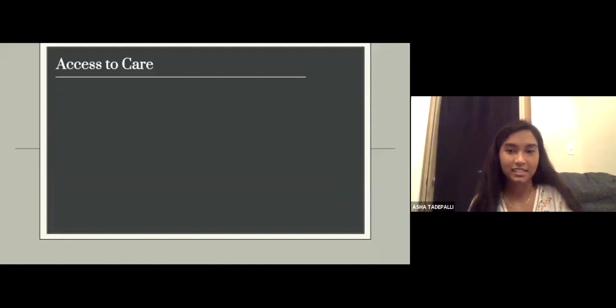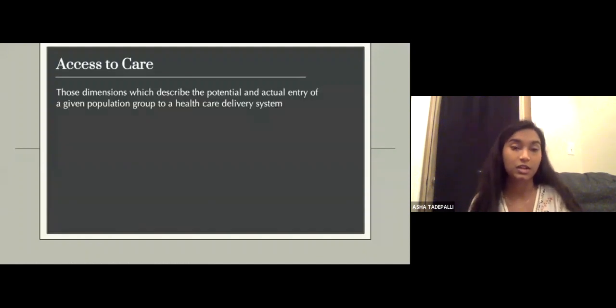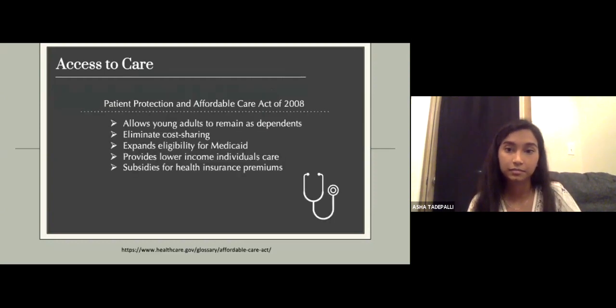As we've discussed, access to care involves those dimensions which describe the potential and actual entry of a given population group into a healthcare delivery system. So what systems are in place to promote access to care?